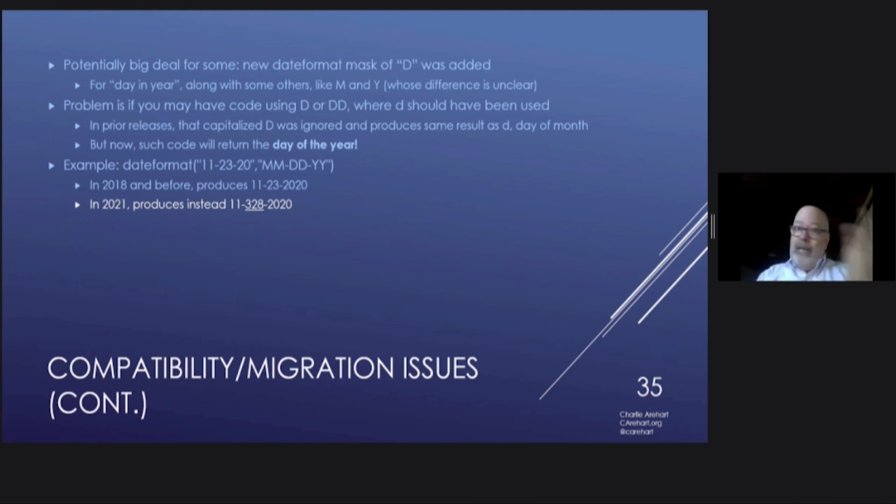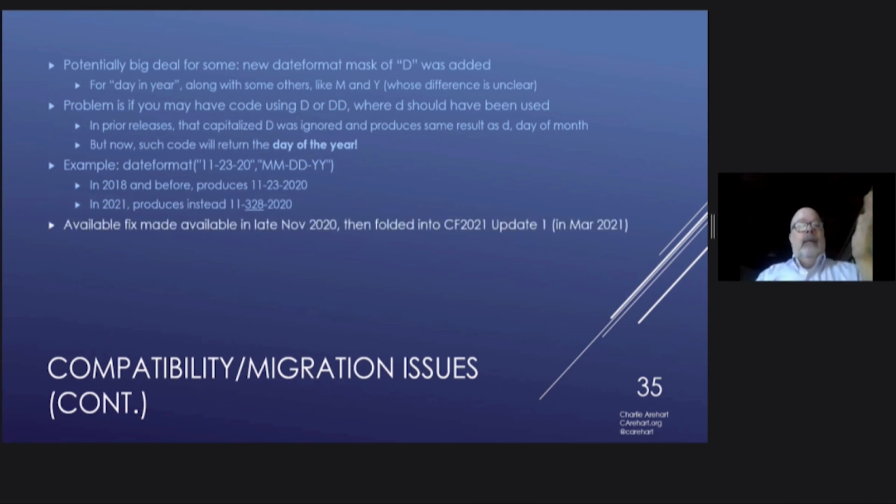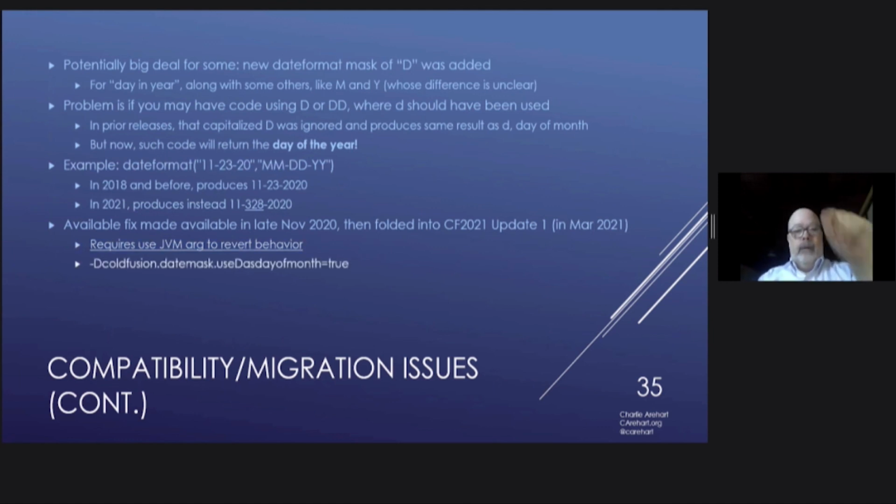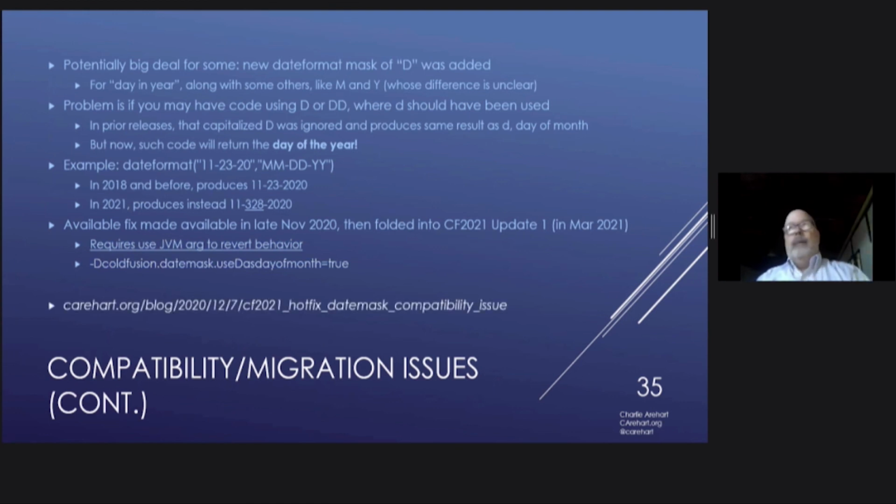So that's a feature. It was intentional. And there was a fix made available in late November, just days and weeks after CF2021 came out. And that fix was later folded into update 1 that came out in March of this year. Now that fix requires you to put in a JVM argument to revert the behavior. So beware of that. It doesn't revert the behavior automatically. You have the right to revert the behavior by putting in the JVM argument, which is this. And I'll just say I've got a blog post that discusses this with a lot more detail for those that care.